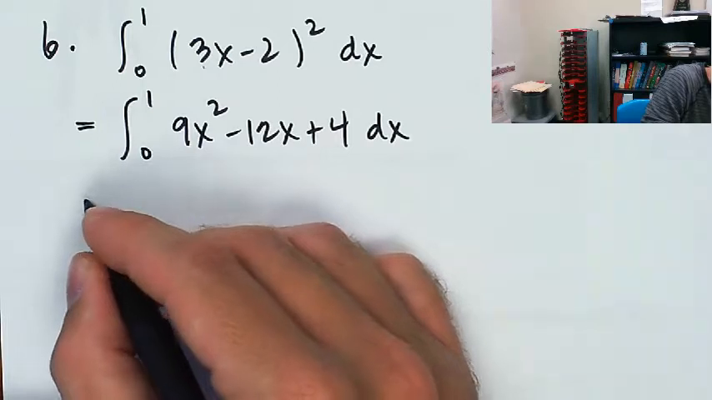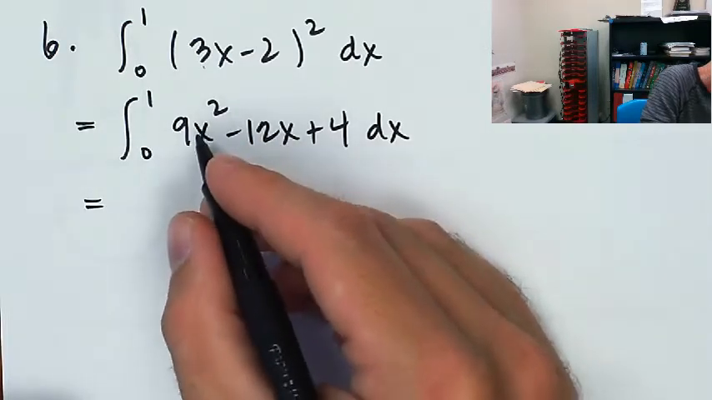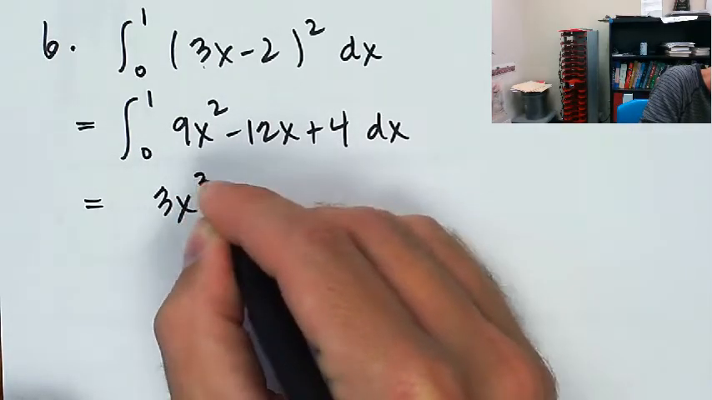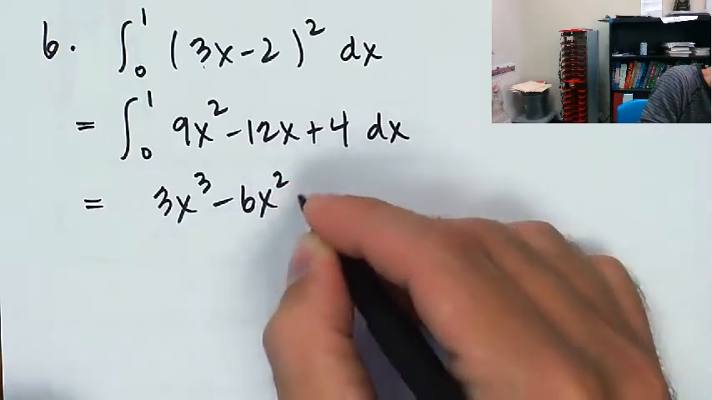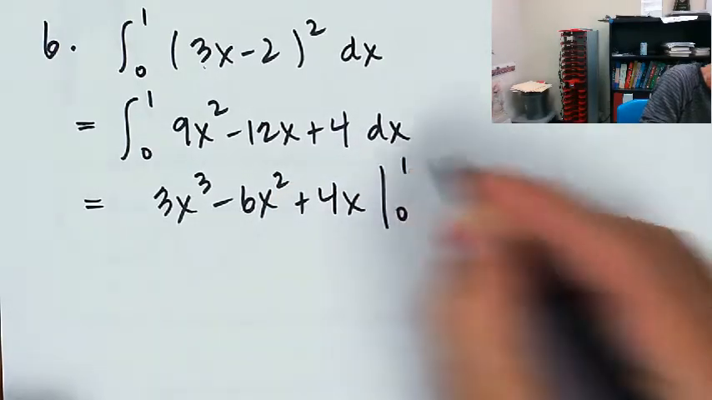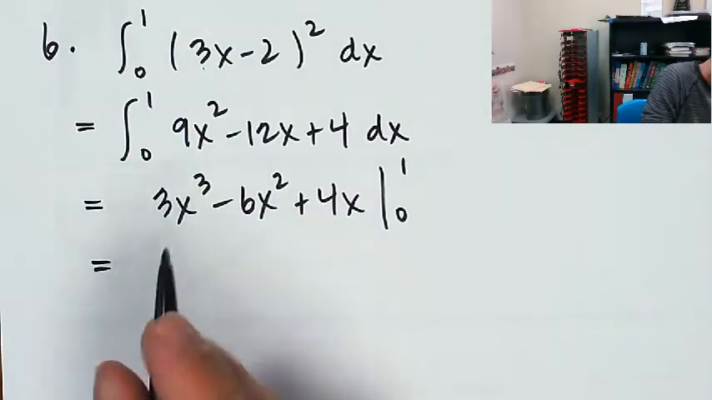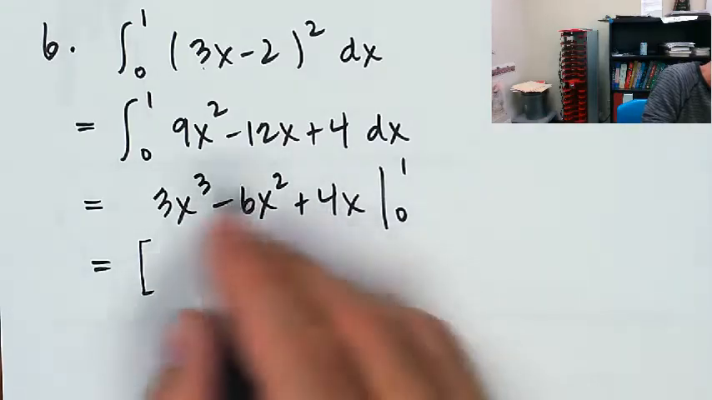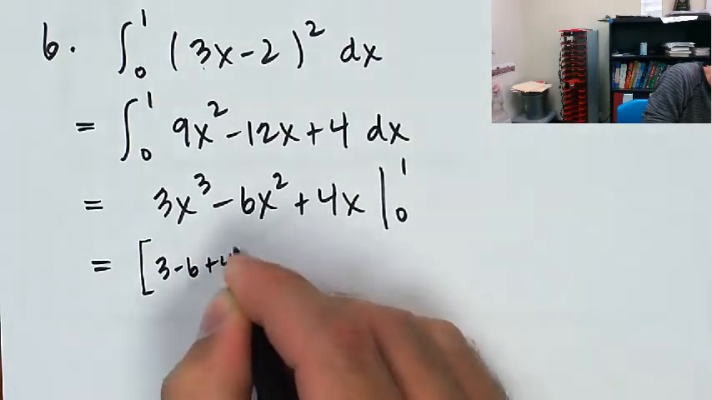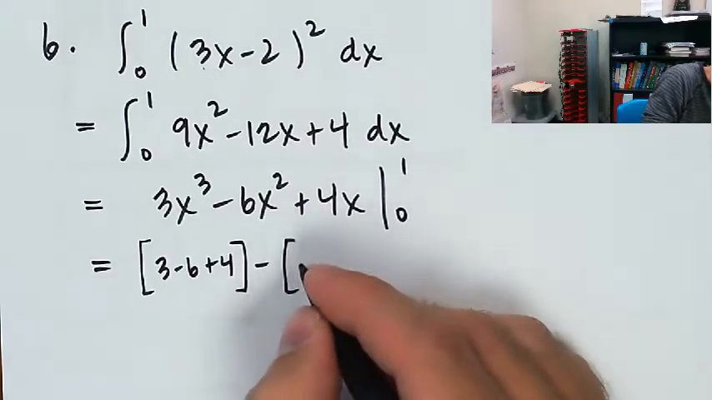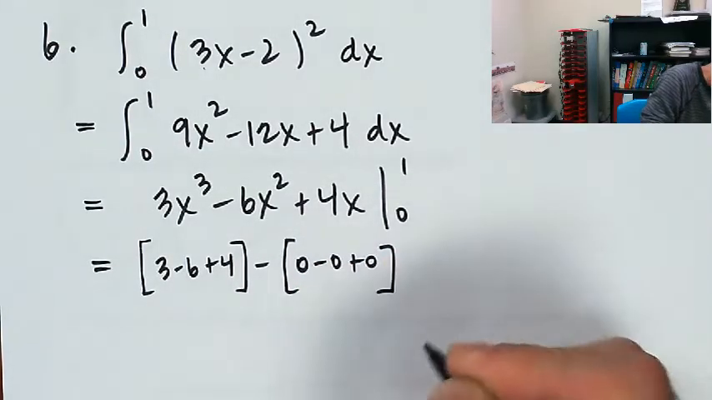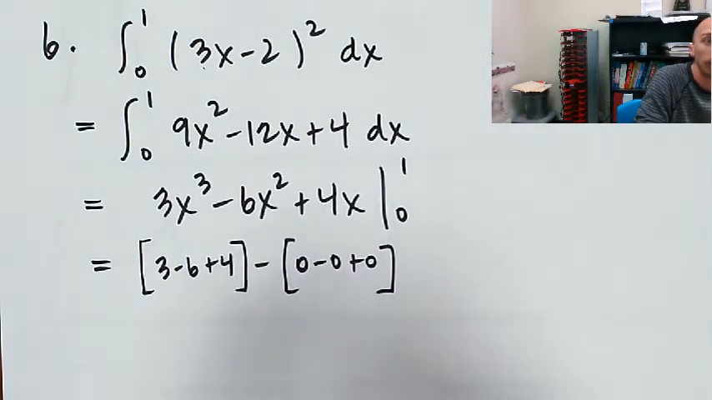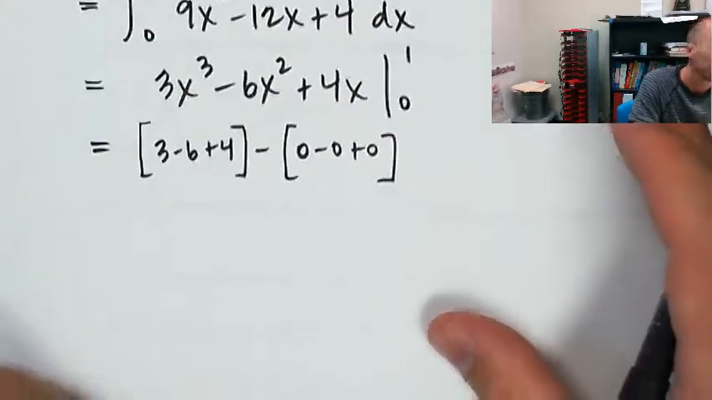So what's going to happen is I'm going to say that's equal to an antiderivative for 9x squared, which is 9x to the third divided by 3. So 3x to the third minus 6x to the 2 plus 4x as x runs from 0 to 1. So when I plug in 1, I'm going to get 3 minus 6 plus 4. When I plug in 0, I'm going to get 0 minus 0 plus 0. And that'll be 1. Oh, that's kind of surprising. Whatever.